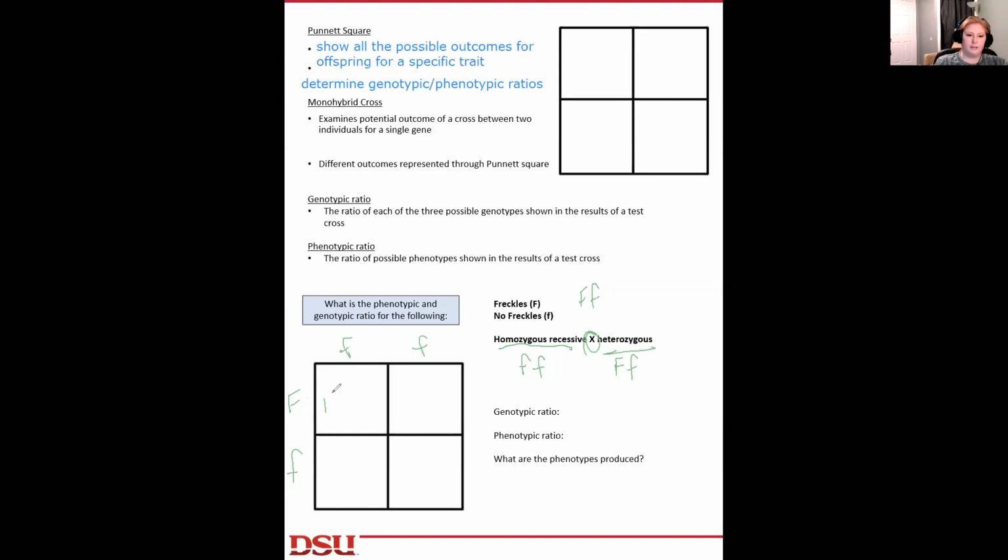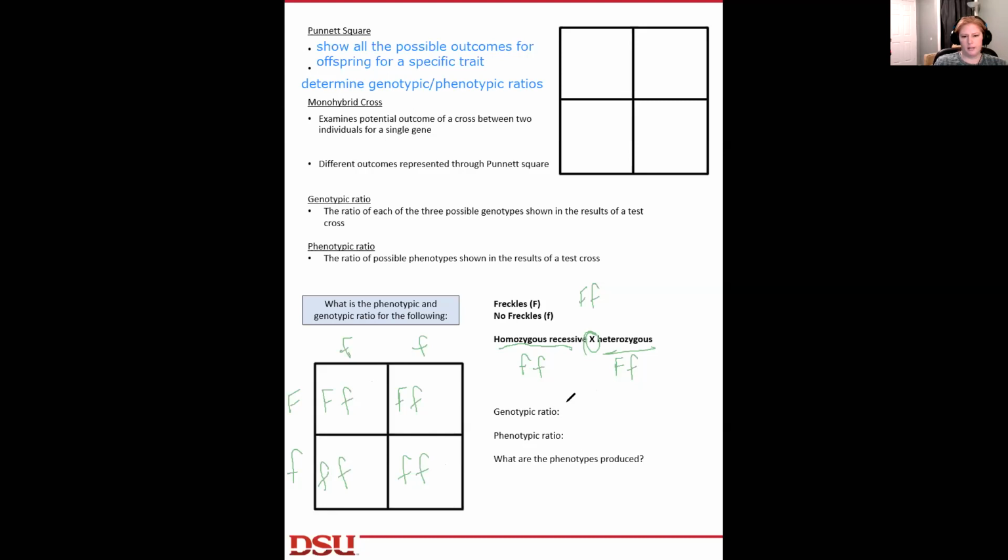So I'm going to take this F from here and combine it with this F from here. Same here, this F with this one. This little f with this one. This F with this one. Normally, regardless of the order that they're put in on the sides or on the top, when you cross them, you are going to put the dominant allele first, and the recessive allele comes after. Okay. So in this situation, let's look at our genotypic ratios first.